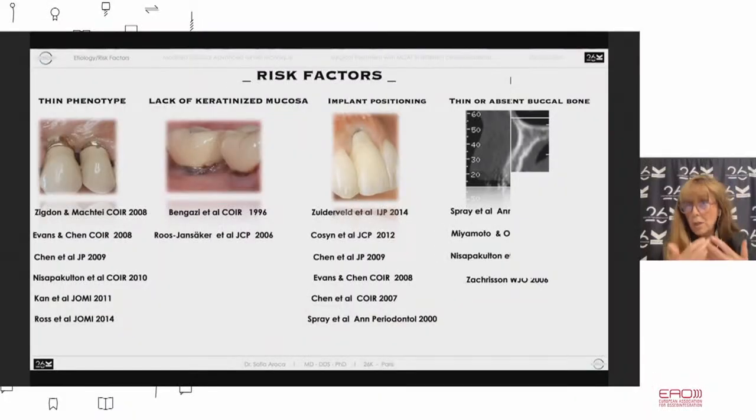If the patient has thin phenotype, you can modify it. If there is a lack of keratinized mucosa, you can add, because we have several surgical techniques that can help you to augment the keratinized tissue. And even more, not only the augmentation of the volume or the width of the keratinized tissue, but also we know from a surgical standpoint how this tissue can be stable around the implant, because the most important thing is to achieve a certain stability of the soft tissue that you build around the implants.